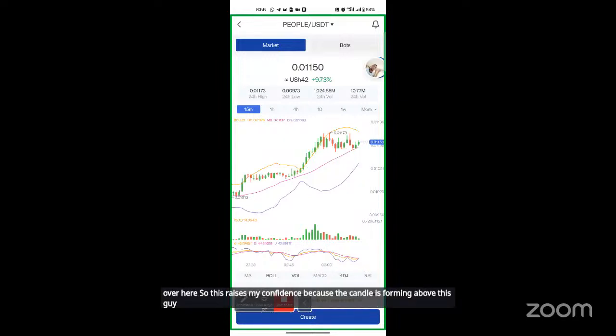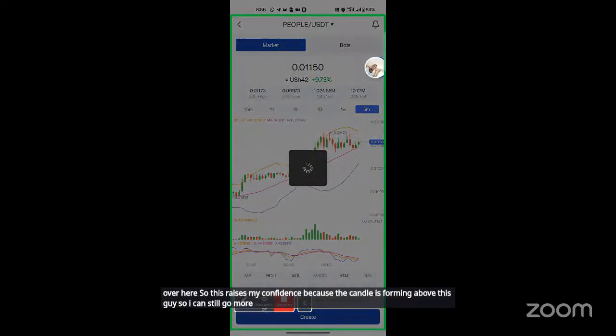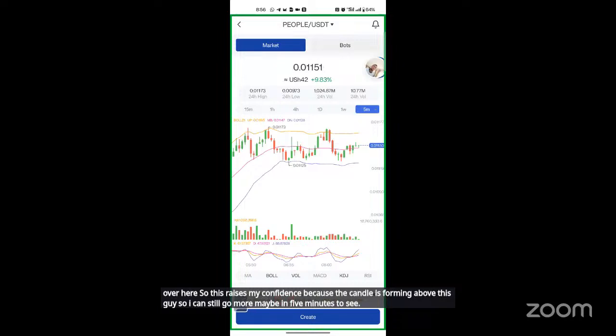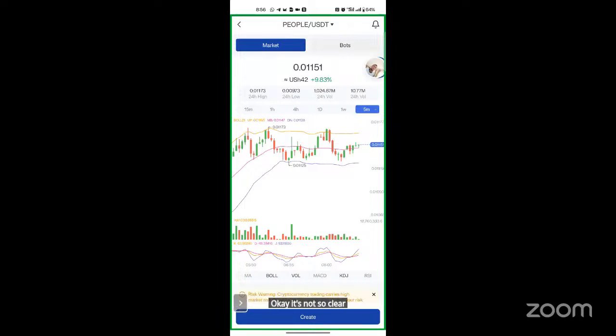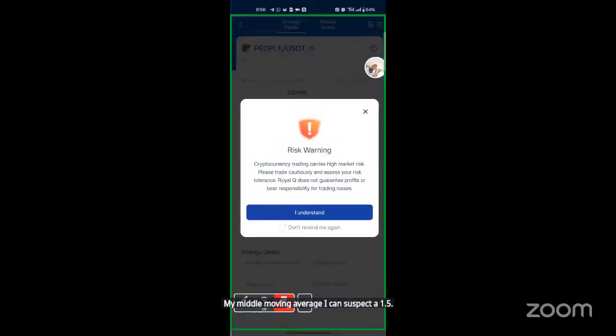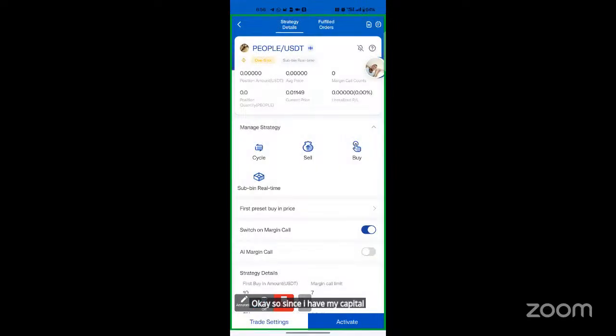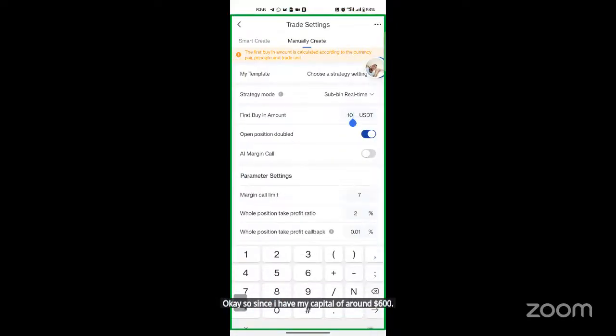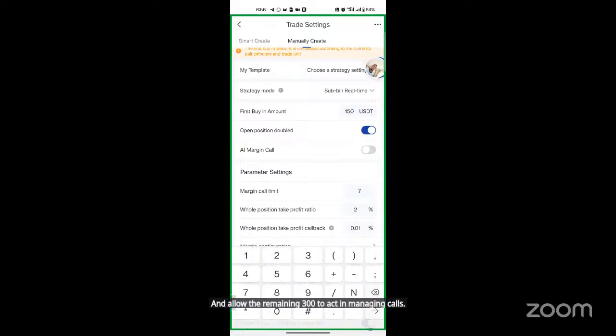So I can still go more, maybe in 5 minutes to see. Okay, it's not so clear, but you see the candle is closing above my line, my middle moving average. So I can suspect a 1.5. Since I have my capital of around $600, I'll basically expose 300 and allow the remaining 300 to act in margin calls. So I'll put 150 here.